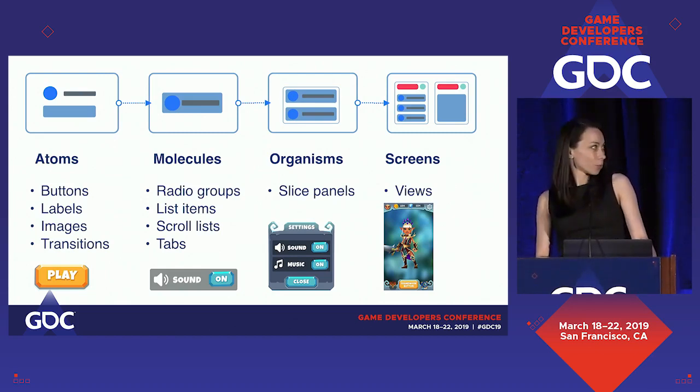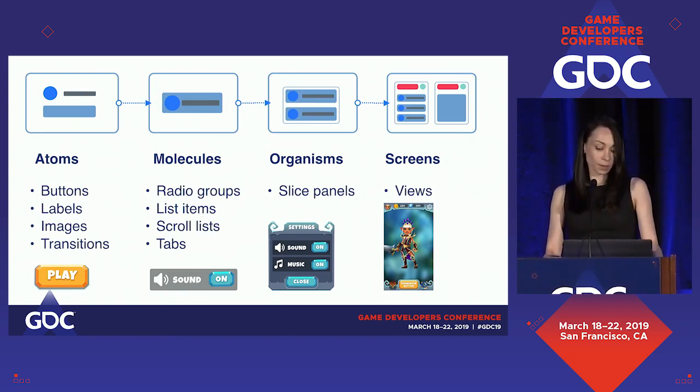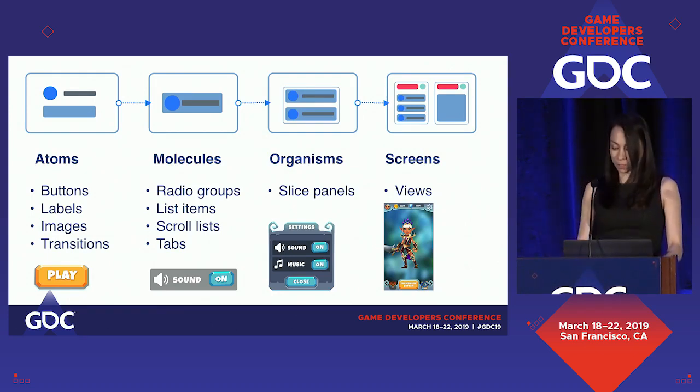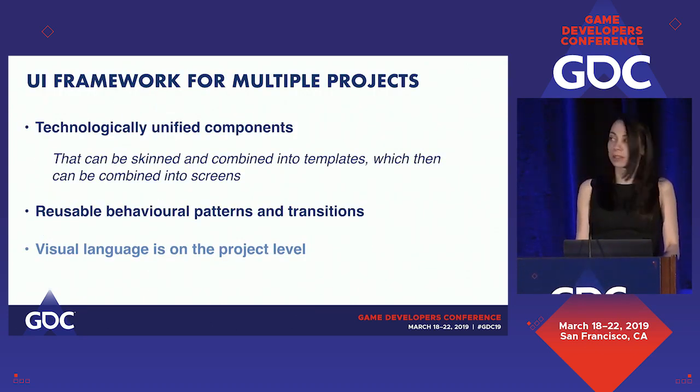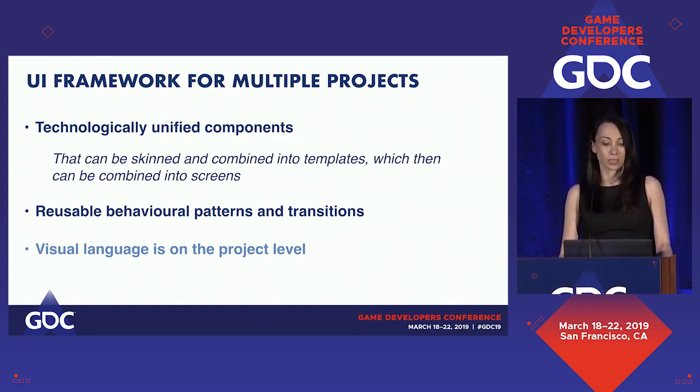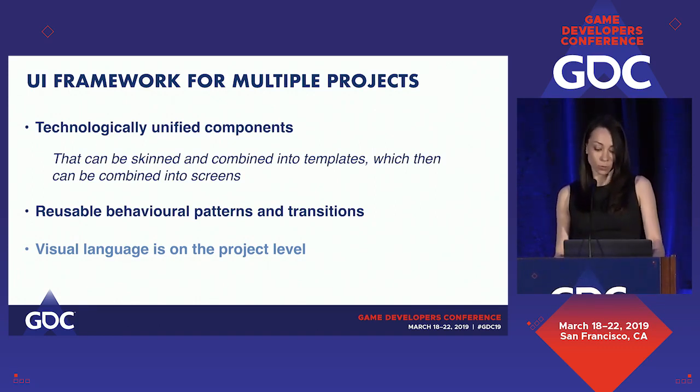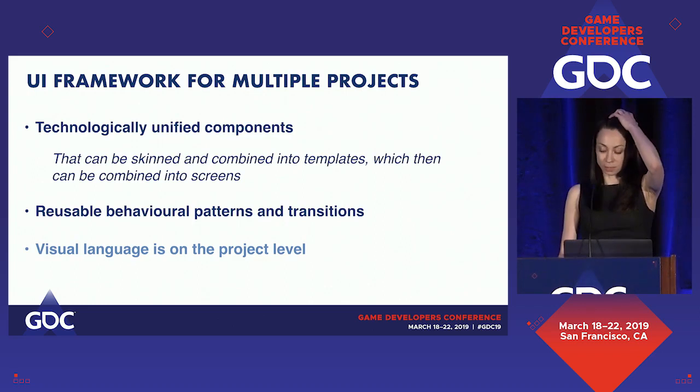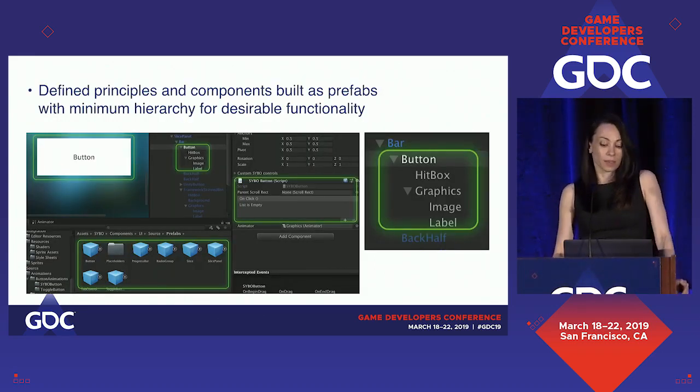And since the UI framework we built was meant to support multiple projects, it consists of technologically unified components that can be skinned and combined into templates that can then be combined into screens, and reusable behavioral patterns and transitions. And visual language was intentionally excluded and moved to a lower project-based level because we wanted not just to create a UI system for a specific project, but a universal tool that would allow us to create a UI system for any project, saving time.